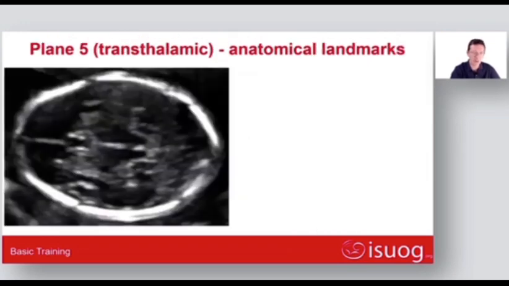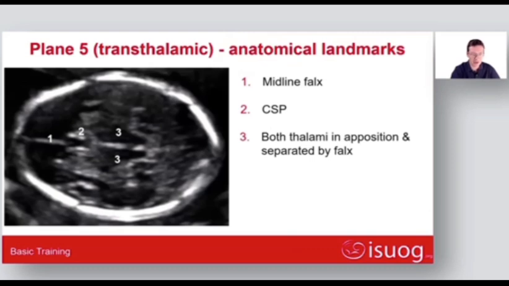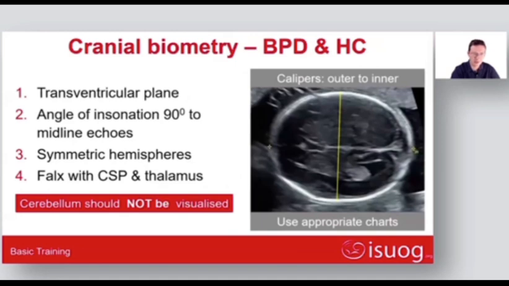Now comes the transthalamic plane. In this plane, you can evaluate the midline falx, a little bit of the cavum of the septum pellucidum, the 2 thalami separated by the falx, the hippocampal gyri on both sides, and the lateral sulcus. In this plane, you can also measure the head biometry.